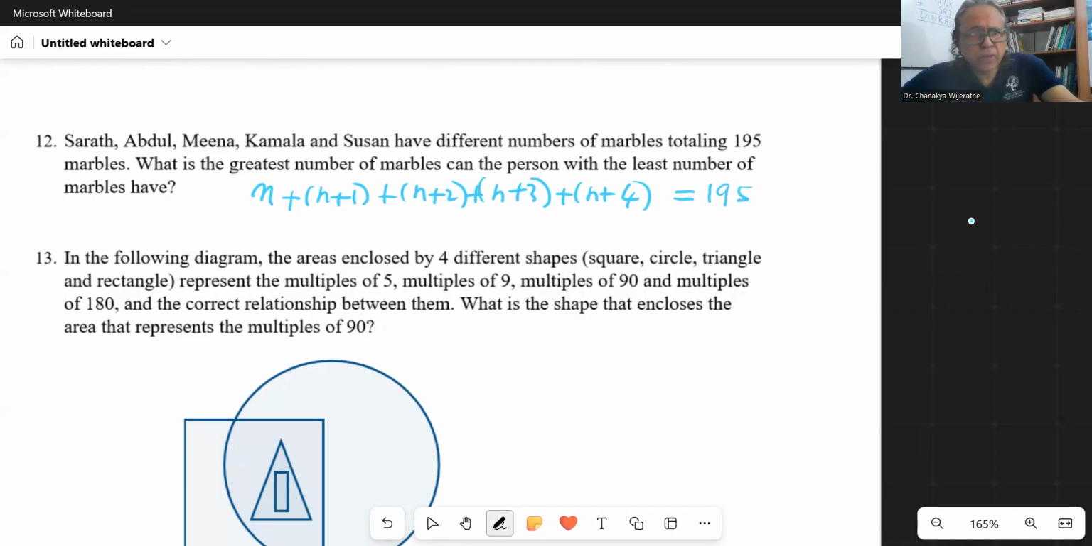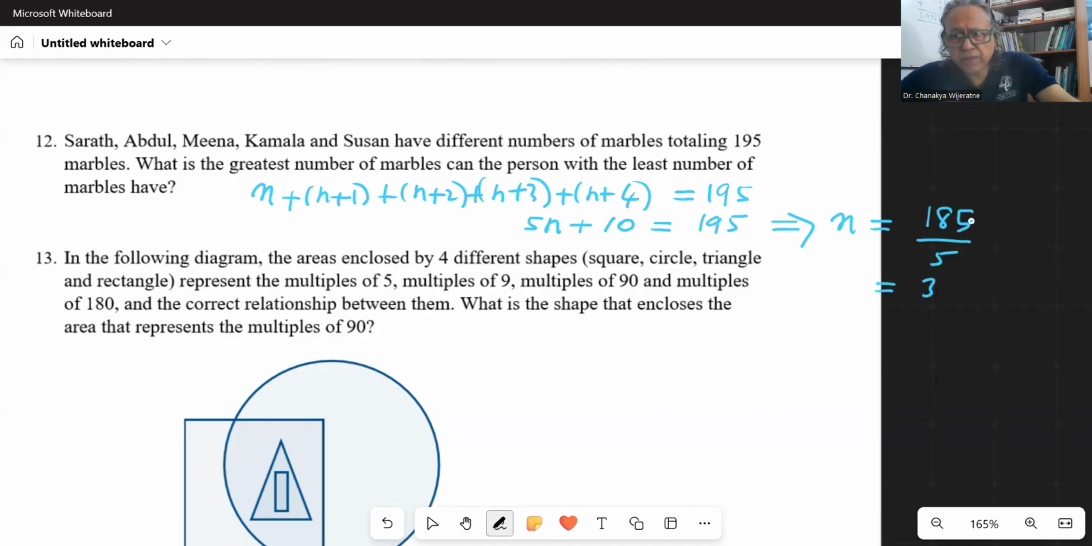Now, if we solve this, we can find n. So there are 5 n's, plus 1 plus 2 plus 3 plus 4, which is 10. It's equal to 195. So n is equal to 195 minus 10, which is 185, divided by 5, and that is 37. So n is 37. So that means the answer is 37, right?